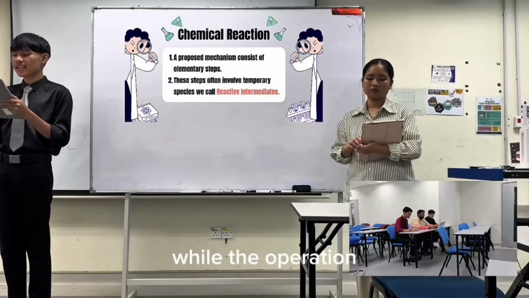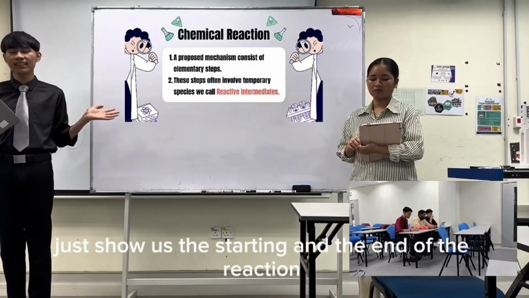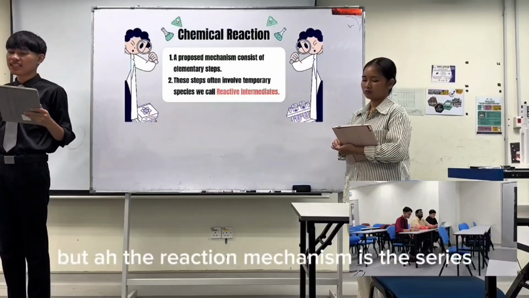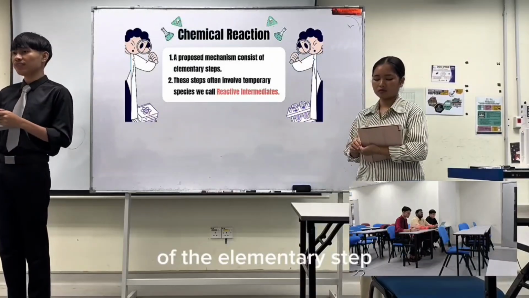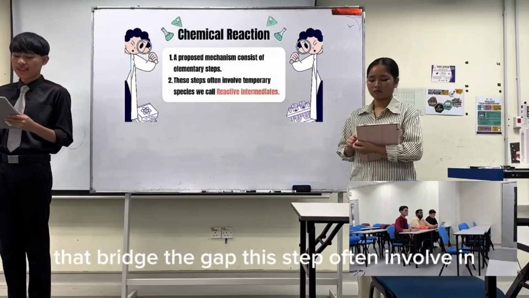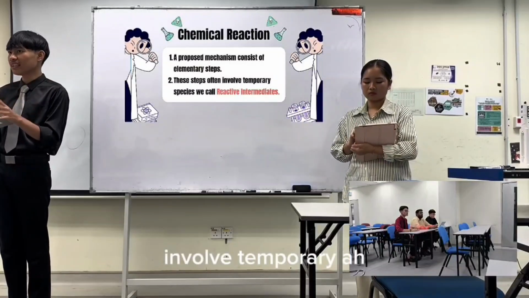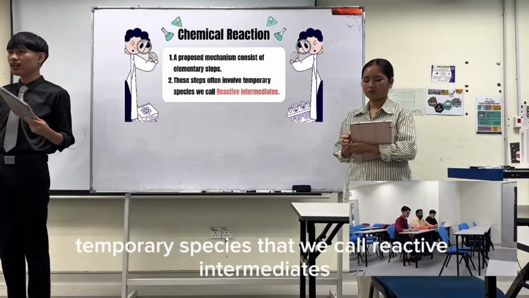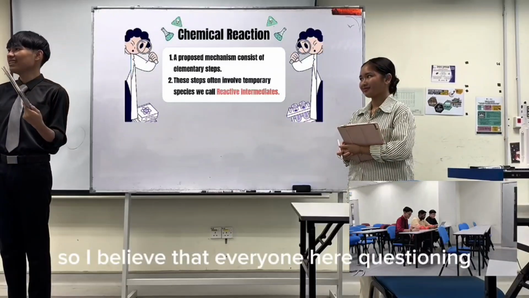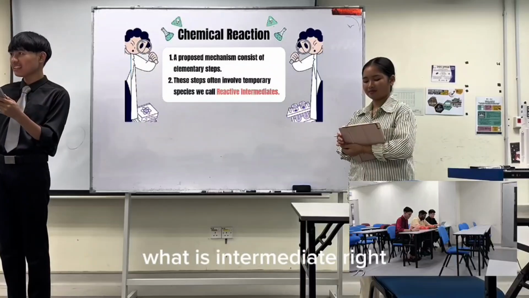While the overall reaction just shows us the start and the end of the reaction, the reaction mechanism is the series of elementary steps that bridge the gap. These steps often involve temporary species that we call reactive intermediates. So, I believe everyone here is wondering what is an intermediate, right?